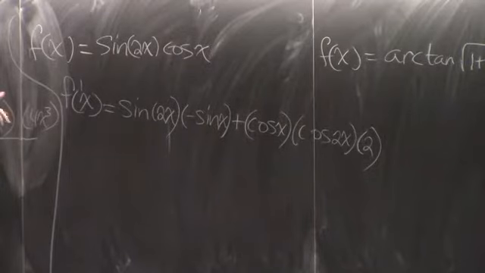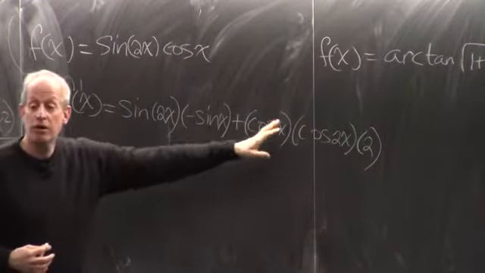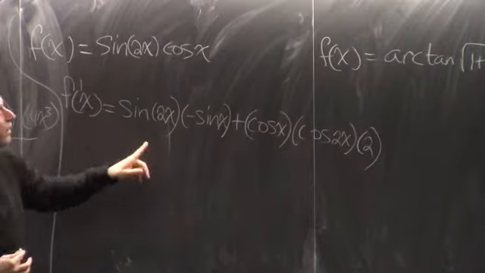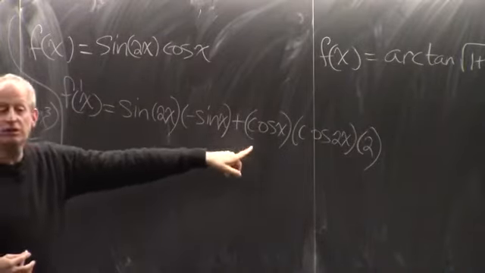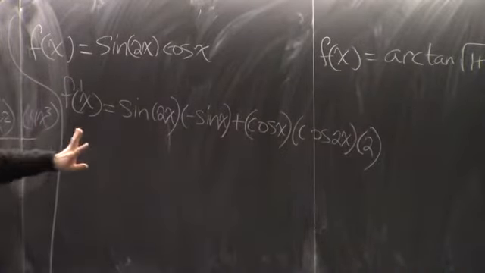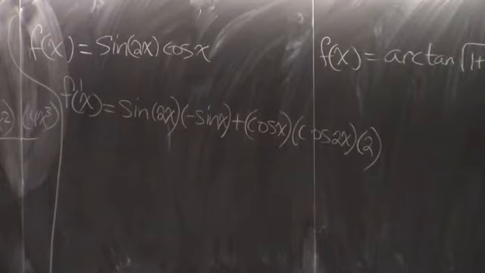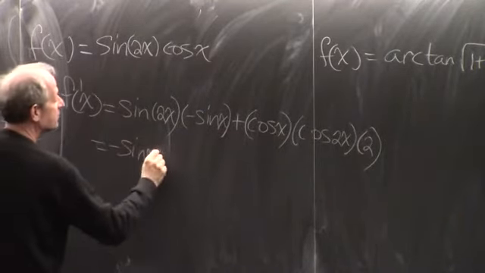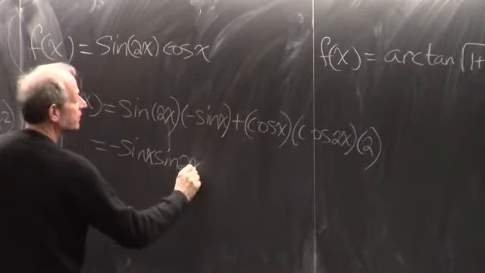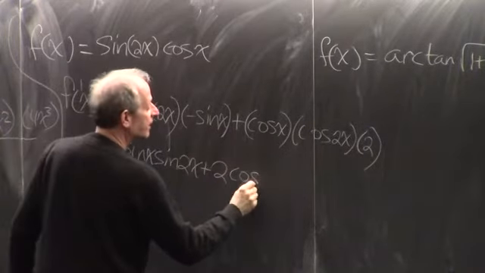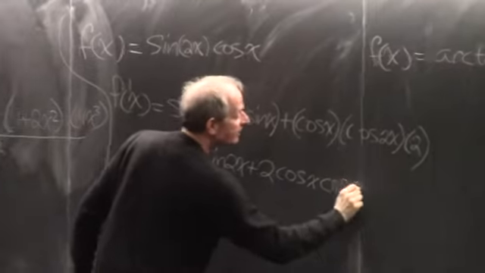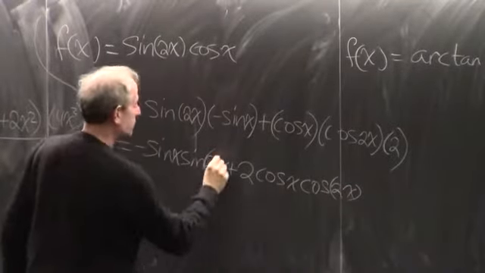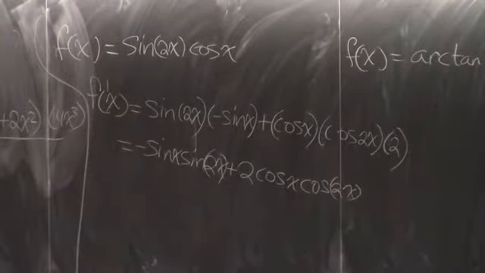Now, you could write these in either order. You could put the minus sign in front. You could move the 2 to here or the 2 to there. It doesn't matter because you're multiplying. If you were to simplify this, you'd probably write minus sine x sine 2x plus 2 cosine x cosine 2x. That would be a slightly cleaned up version, but they're the same thing.